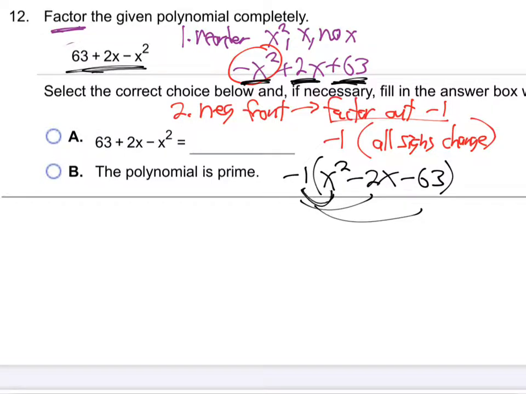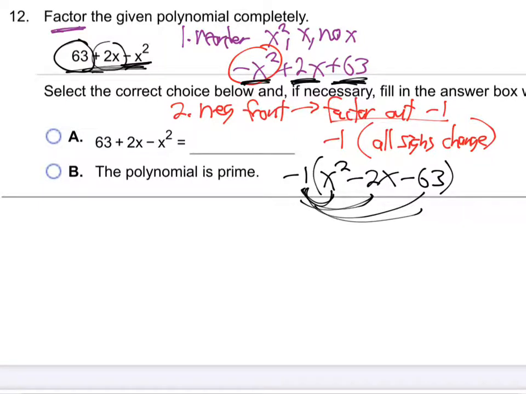You can see, right? Minus times x squared, minus x squared. Minus times minus 2x, plus 2x. Minus times minus 63, plus 63. Yeah, it's still the same on that. How did you get that negative 1 again? I just put it there, brand spanking new. Okay. Yeah, so let me show it to you this way.